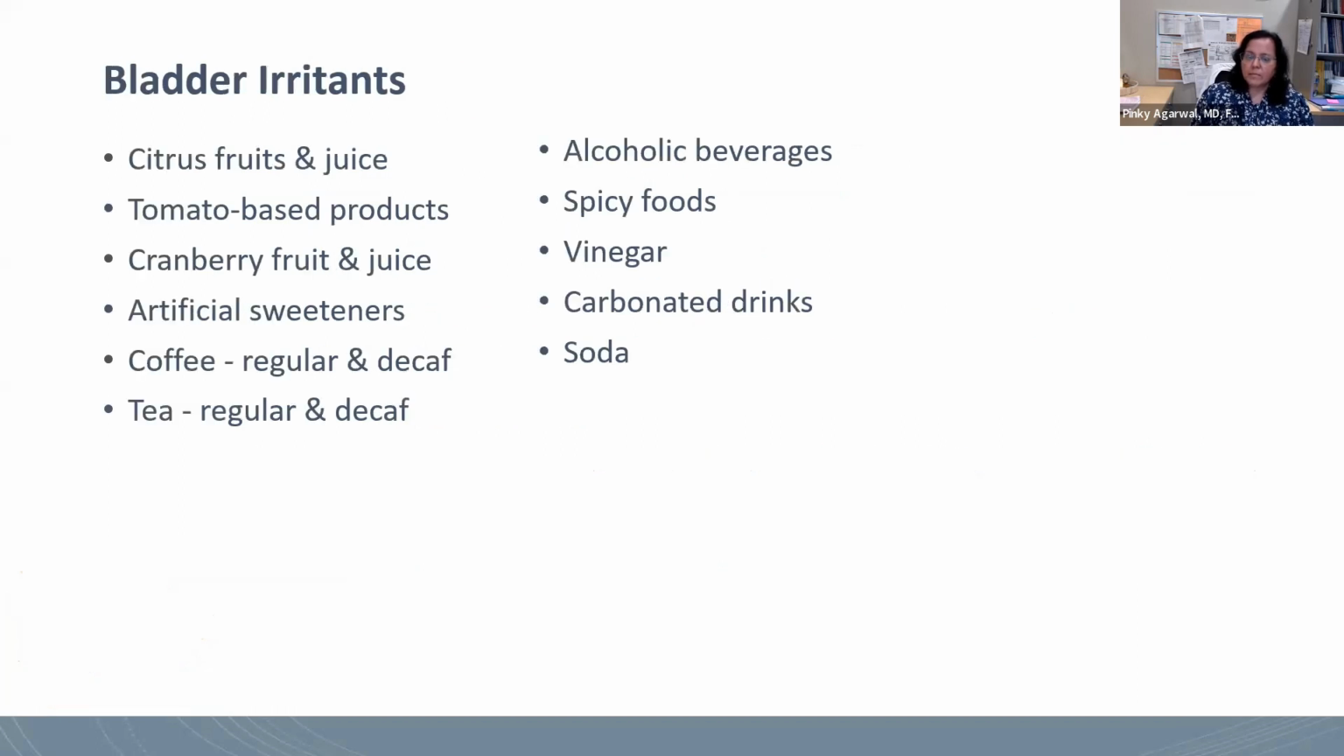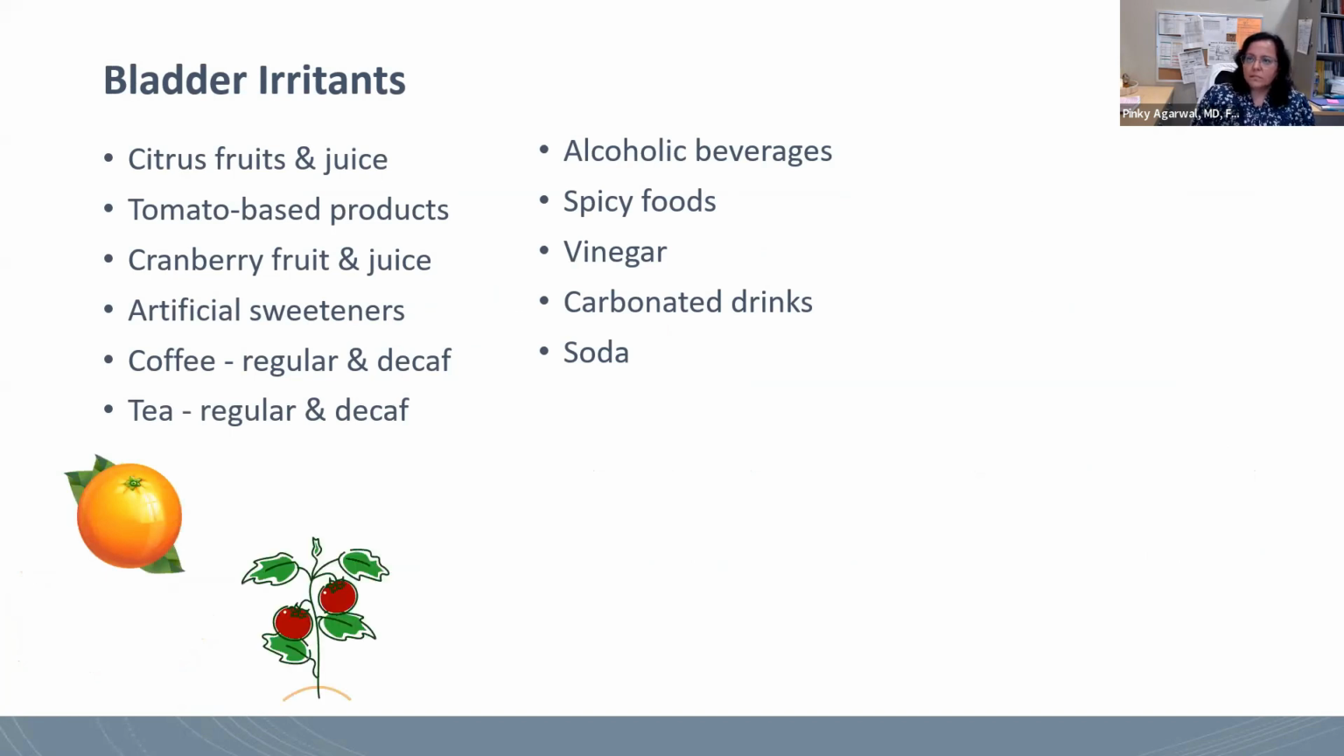The following are common bladder irritants. The tissue that lines the bladder is very sensitive, particularly to acidic liquids and other foods. In particular, citrus fruits and juice and tomato-based products, which are all high in acid, as well as cranberry fruit and juice, are to be avoided.